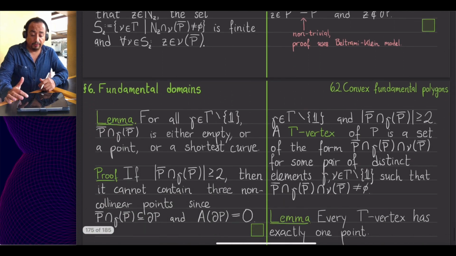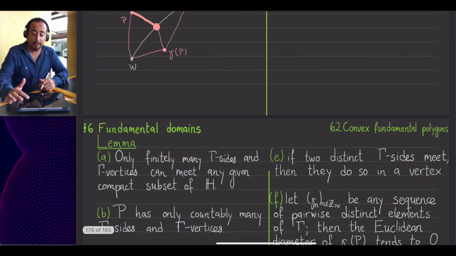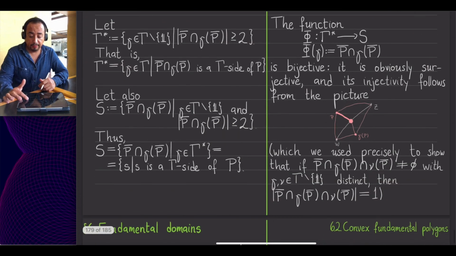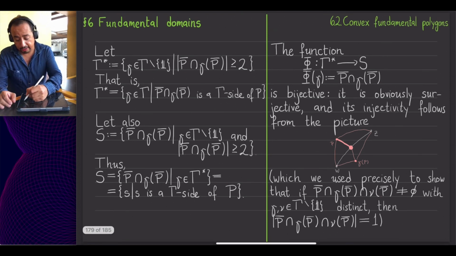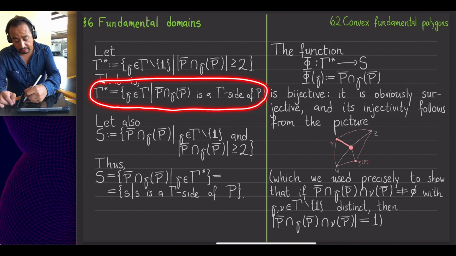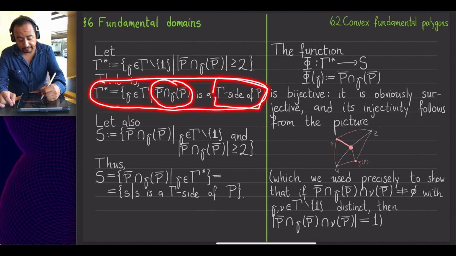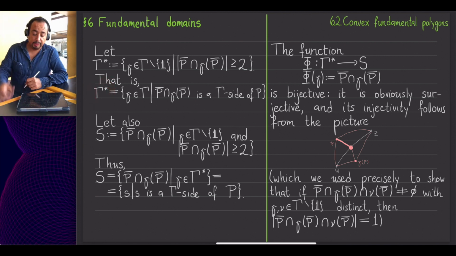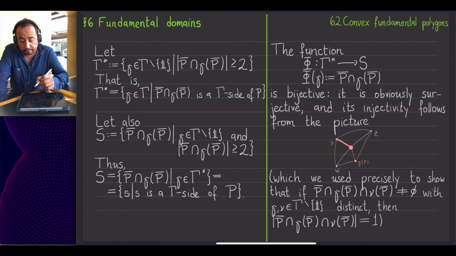Today, we are going to refine this set of generators and we're going to start establishing some side pairing properties of each element. So let's take the set of elements of gamma for which P bar intersects gamma of P bar in a side of P, a gamma side of P. So this gamma star is contained in the set that I just mentioned, and take the corresponding set of sides of the polygon.